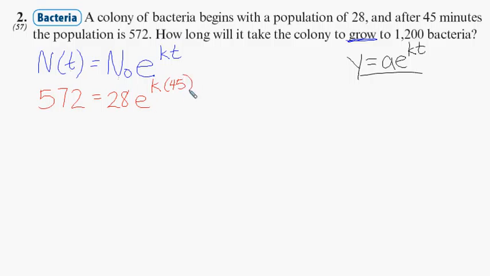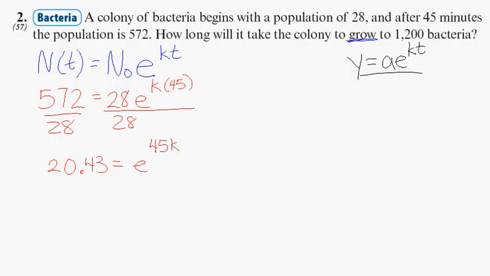All right. So here's the convenient thing about this formula, because we know that e is a constant value, we can get this whole section all by itself. So I'm going to divide both sides by 28, divide both sides by 28, and I end up with approximately 20.43, but again, you're good at leaving these in your calculator, hopefully, so that you'll have fewer rounding errors. So we have e to the 45k.